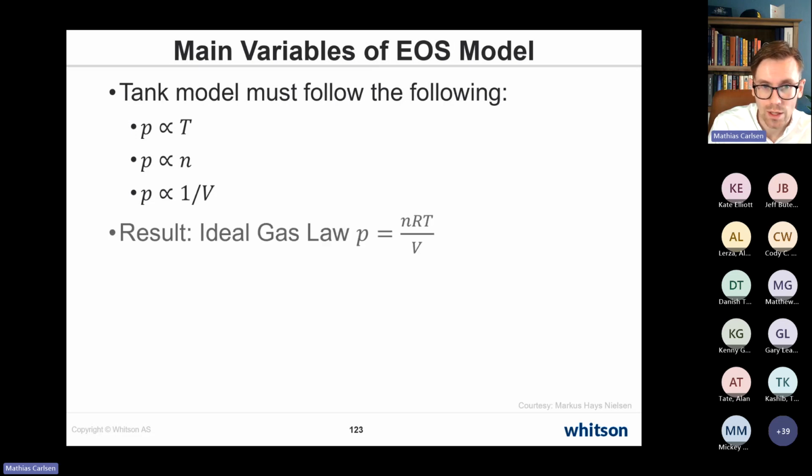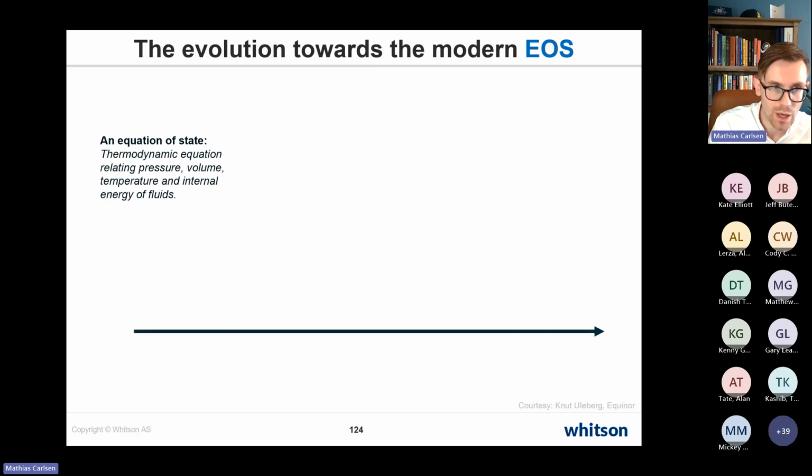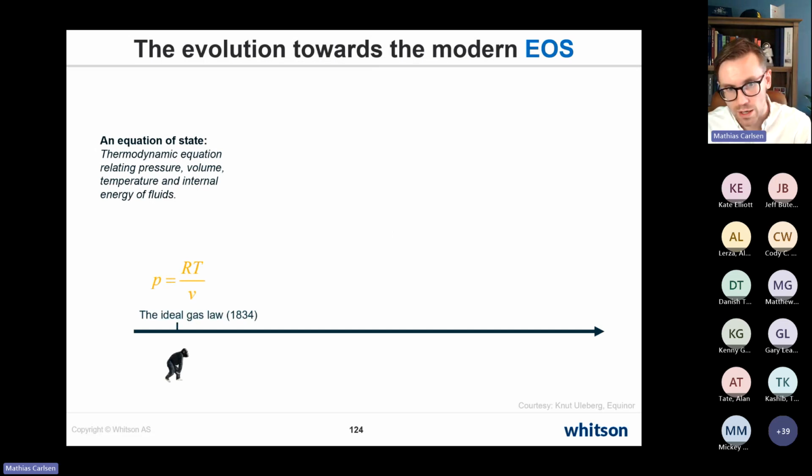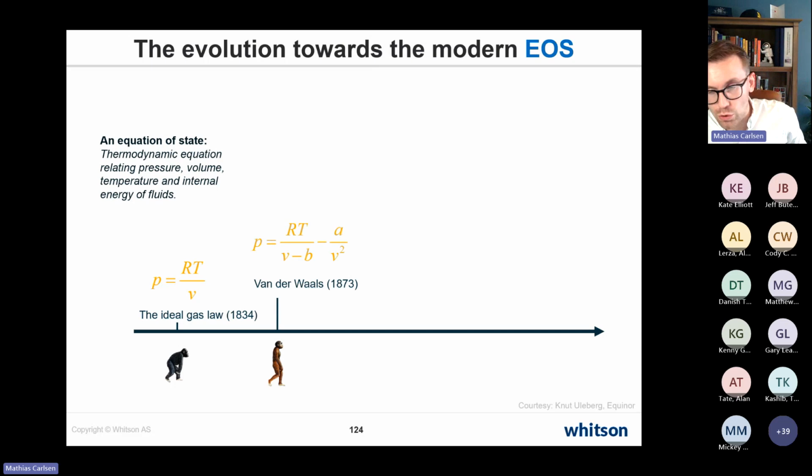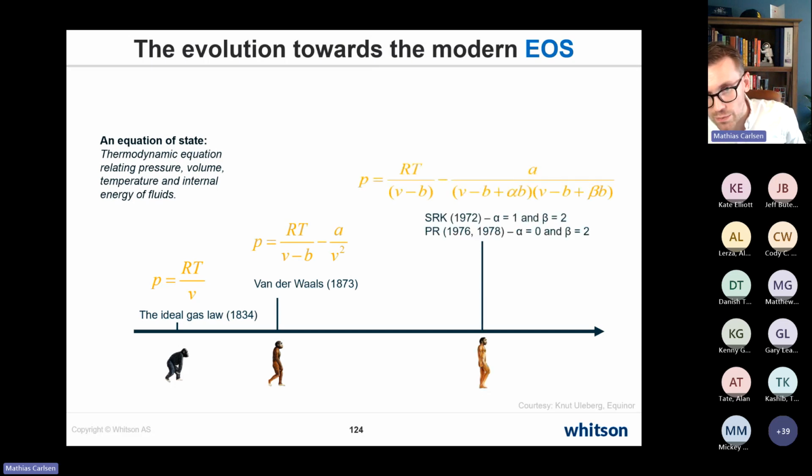The ideal gas law was introduced almost 200 years ago, and it's one of the most fundamental versions of an equation of state. Then a few years later, van der Waals introduced a so-called cubic equation of state. What we're dealing with in the oil and gas industry, 99.9% of the time, are equations of state that became industry standards in the 70s: the SRK equation of state and the so-called Peng-Robinson equation of state.